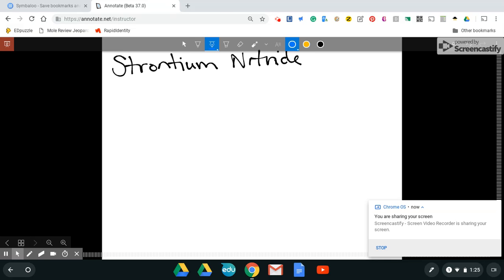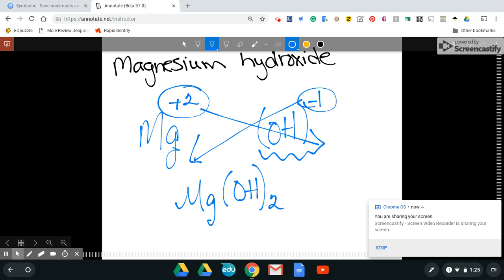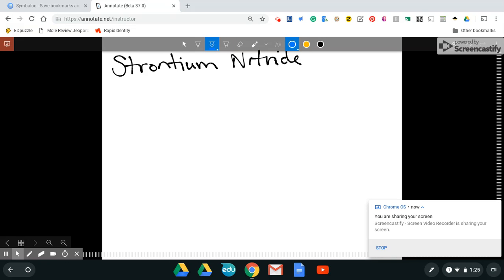Okay, here's the next one, the last one: strontium nitride. All right, so I'm going to go back to this one. If it ends in -ate or -ite, you're going to find it on the polyatomic sheet, okay? If it ends in -ide, it's on your periodic table, with the exceptions of ammonium and hydroxide. There's a couple of those that are on that polyatomic sheet.